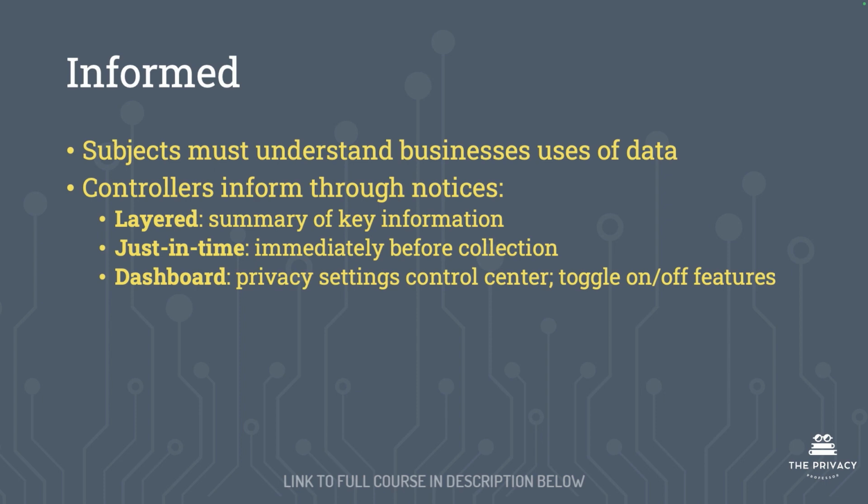The layered notice and just-in-time notice is identical to what we've seen in the US context. You'll remember that a layered notice is a summary of key information on the top, followed by the full privacy notice on the bottom. A just-in-time notice is provided immediately before the point of collection. And you also see privacy dashboards in the US context as well. This is essentially a web page where users can go and toggle privacy settings.